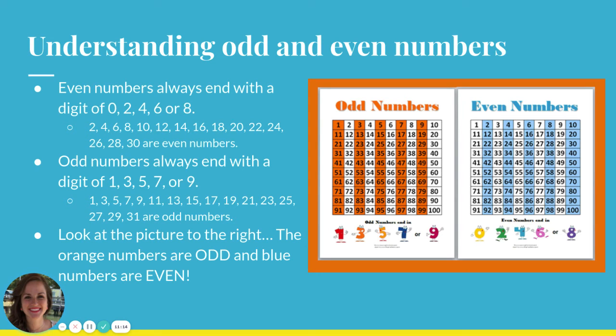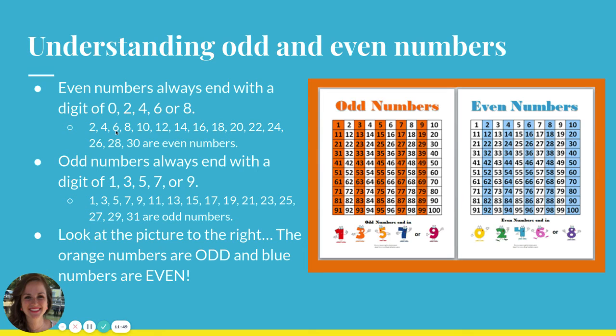So we are understanding odd and even numbers. All right, so I've included a picture over here. So look at that picture as you listen to what I'm saying. Even numbers always end with a digit of 0, 2, 4, 6, or 8. All right, so look at that list underneath. We have 2, 4, 6, 8, 10, 12, 14, 16, 18, 20, 22, 24, 26, 28. They're all even numbers. Why? Because at the end of every number, it has a 0, a 2, a 4, a 6, or an 8.